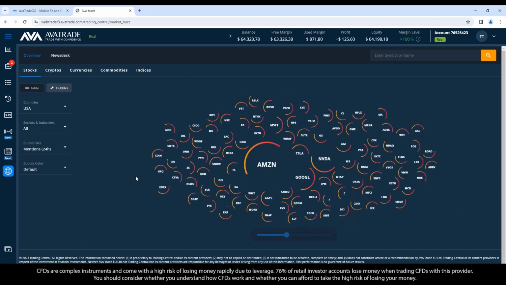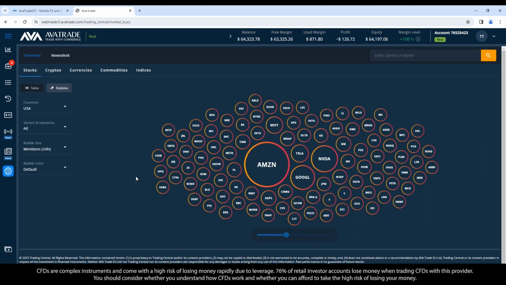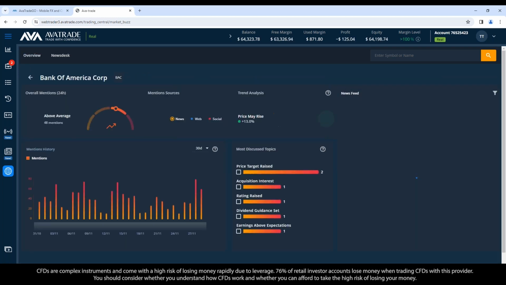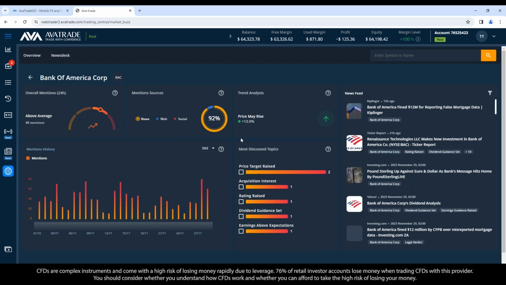So, if I'm looking at stocks here and I want to know about, I don't know, not necessarily just the ones that are trending most, I could say, well, what's going on with Bank of America, if I can find it. There it is, Bank of America. 48 recent mentions online that were found. Could bring that up. Looks like Bank of America is expected to rise 13%.